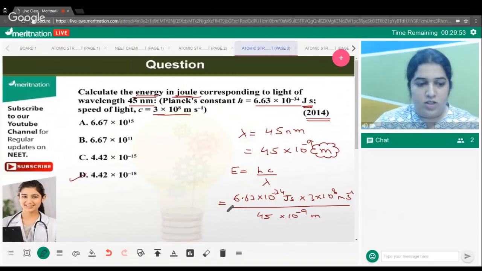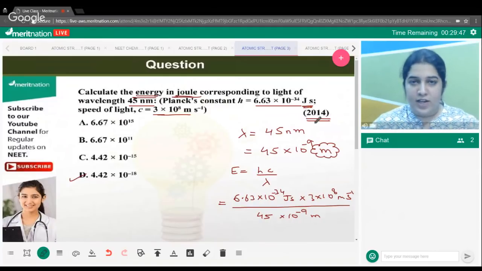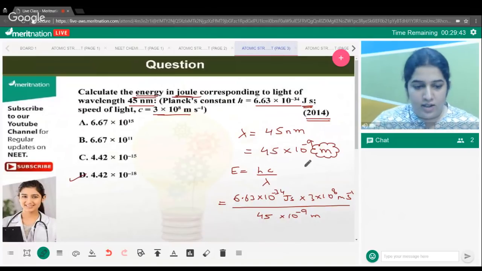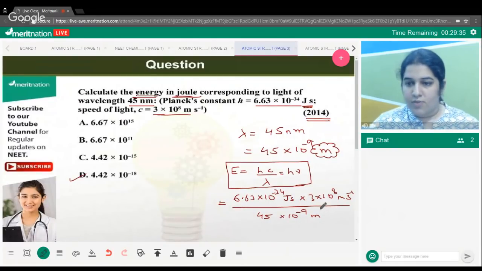So this is a very basic question directly based on the formula. So again, note it down. It is a very important formula for us. E is equal to hc by lambda and it is equal to h nu. It's a very important formula.